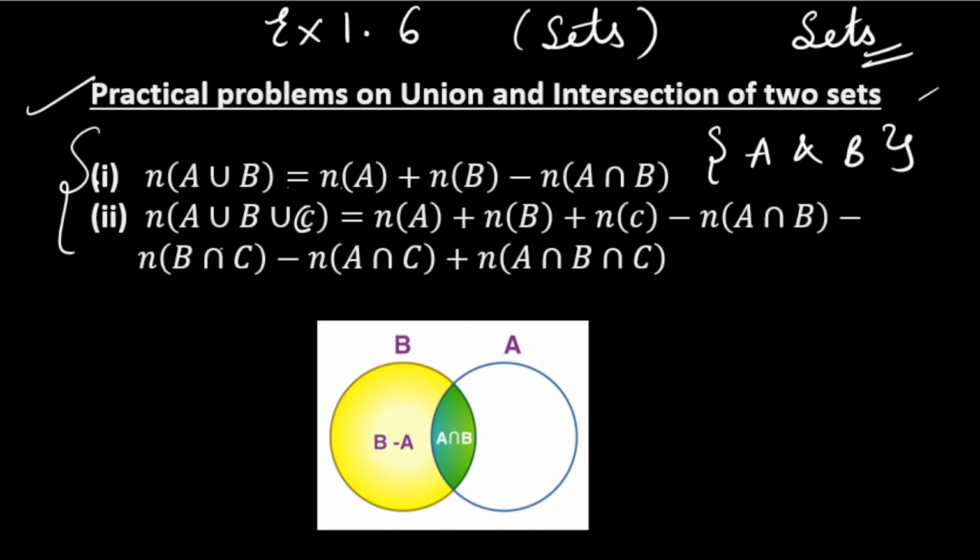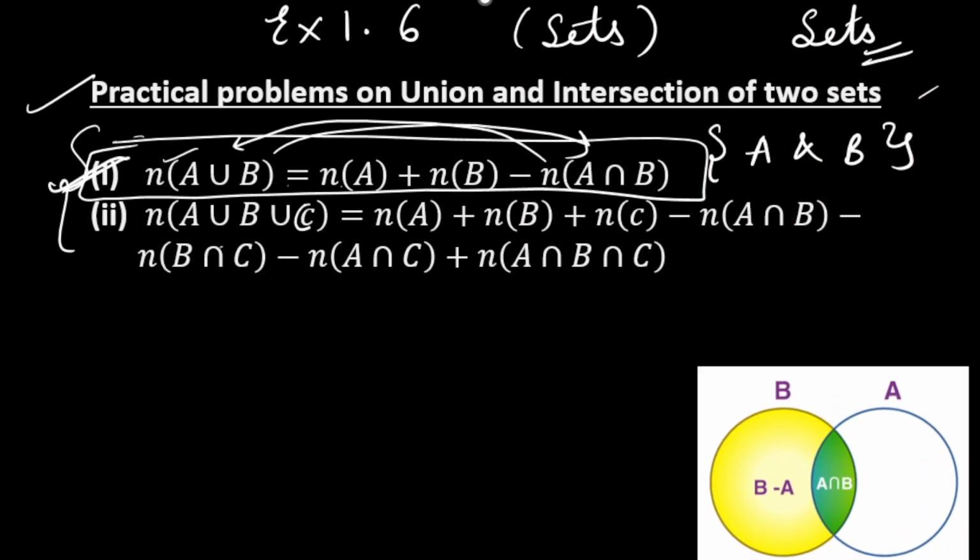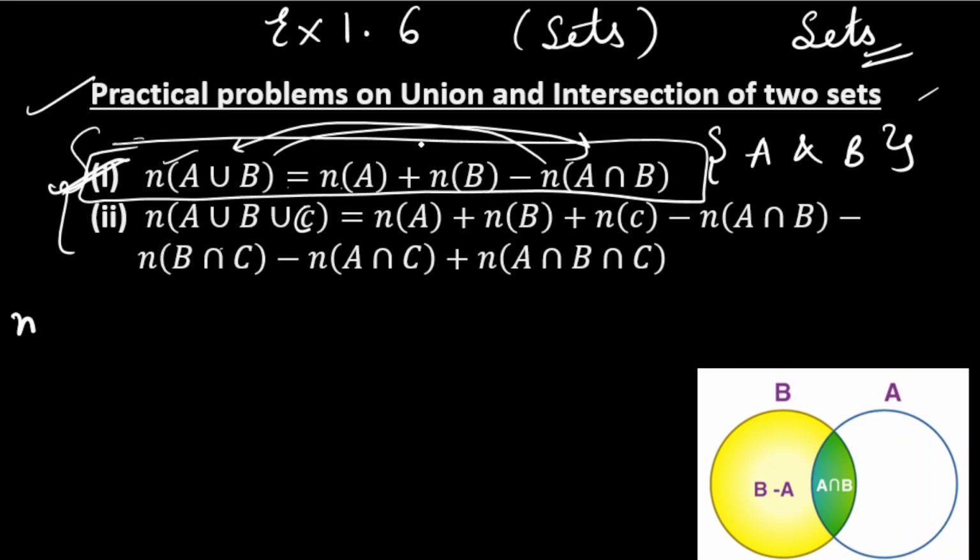So these are the formulas. We will be using them for most of the questions because most of our questions have two sets only. From the first formula, I want to tell you two things. First, this formula is for the number of elements of A union B. I can also interchange: I can shift the intersection to this side and the union to this side. Then I'll get another formula. If I shift the intersection term to this side, which is negative, on shifting it becomes positive.